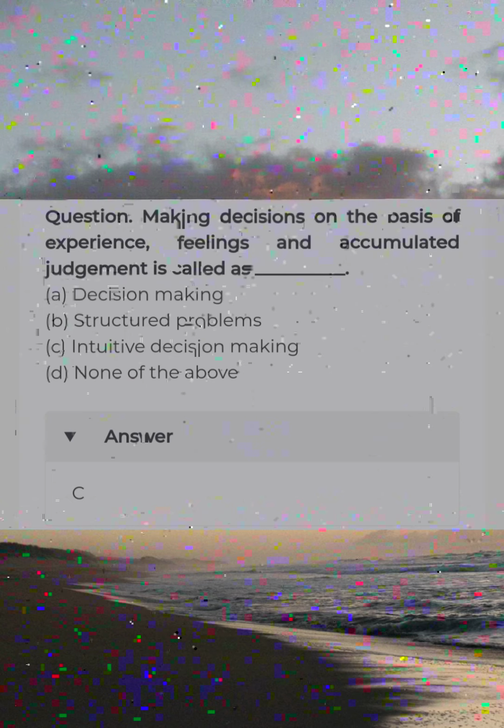Dash is a statement of expected results in numerical terms. Answer B. Budget. Dash type of plan is not likely to be repeated in future. Answer D. Method. The main purpose of rule is answer C. To maintain discipline.